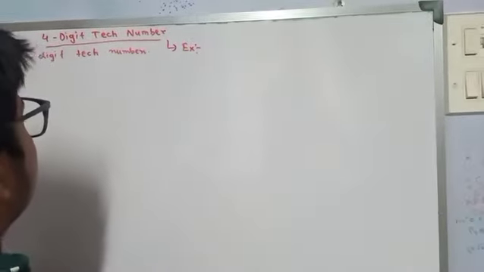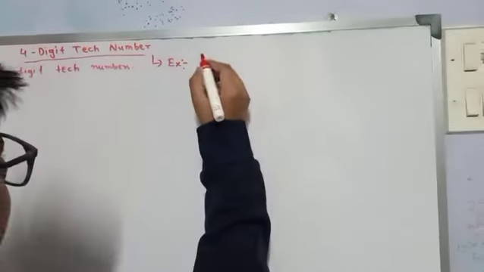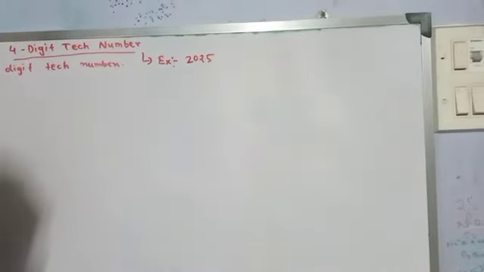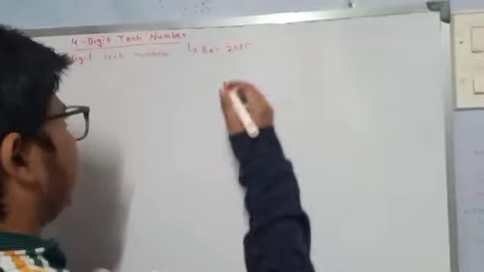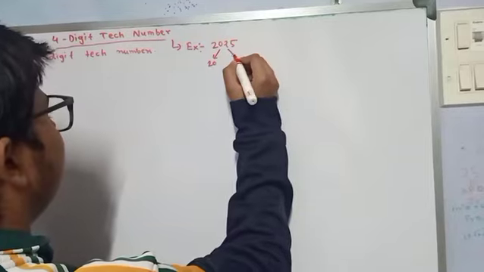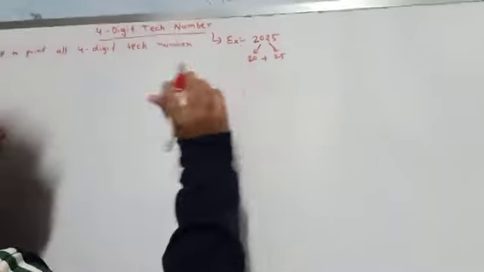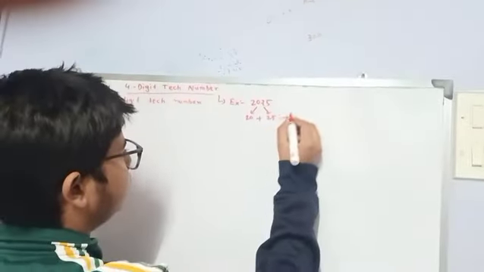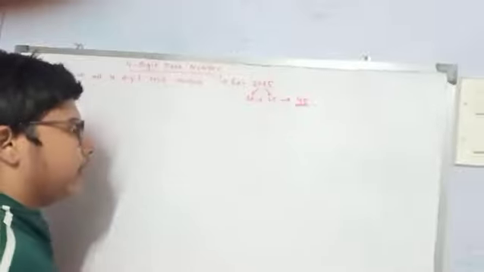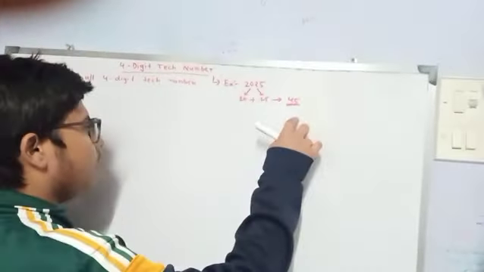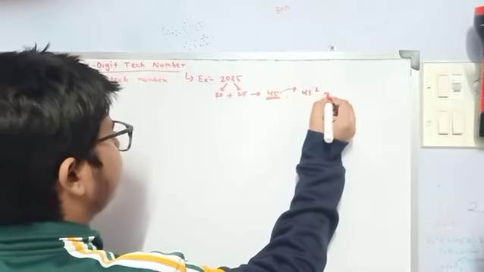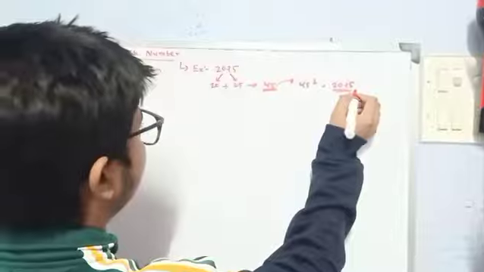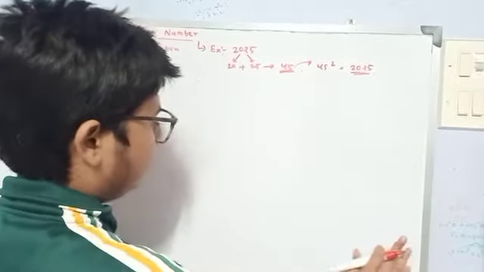Example, what is a 4-digit Tech number? Suppose I give you a number 2025. Now if you observe this number carefully, you split this number into 20 and 25. Now you add these two. After adding these two you will get 45. Now you square this, 45 squared, and again you will get 2025.